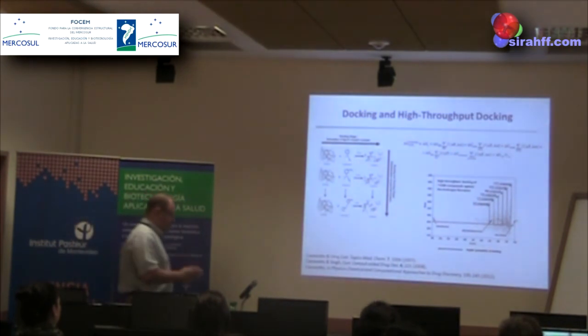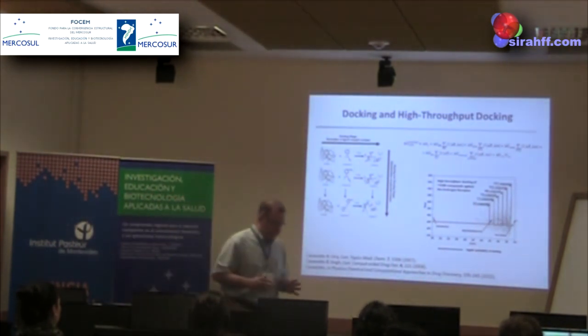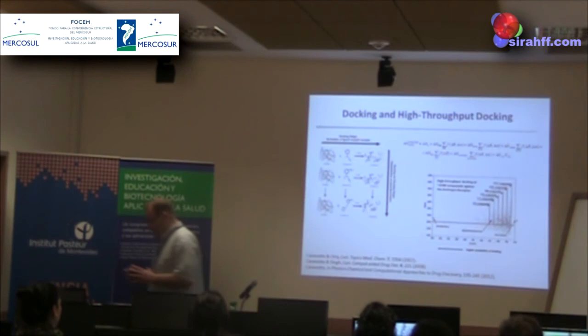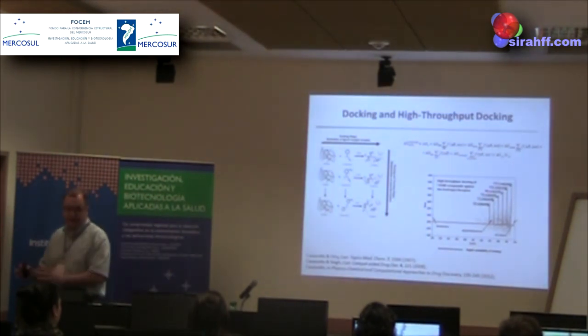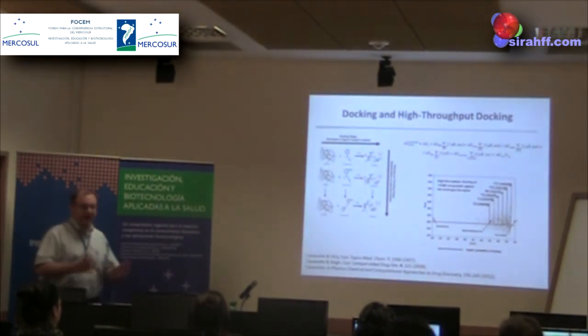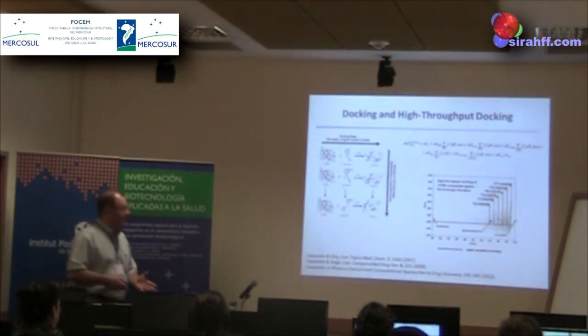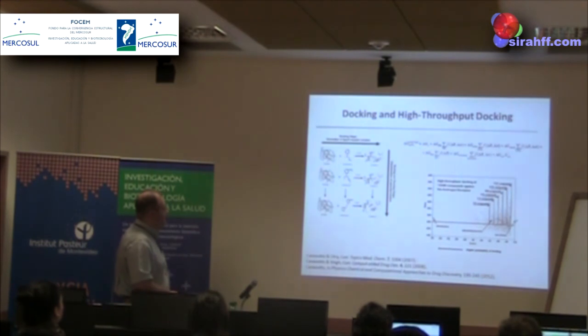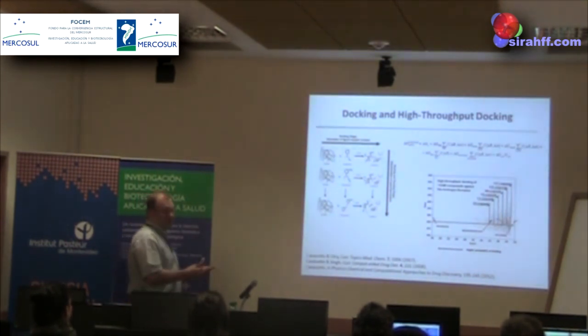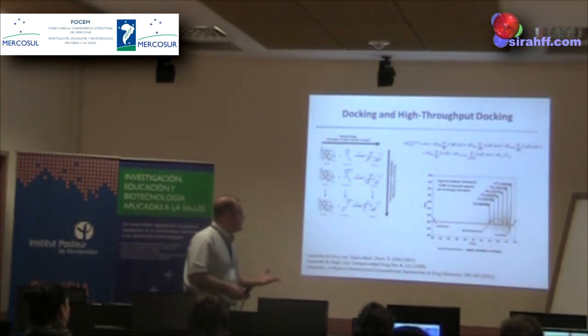So let's calculate. We have a target, we have a library, we do the docking, and each molecule gets a score. So, what do you get? Here, for example, is a way to represent what you get. This is a histogram of the scores.